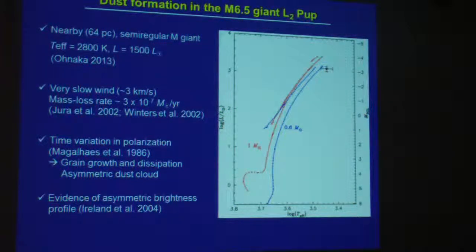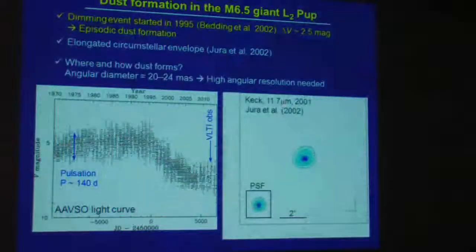And probably the first evidence of dust clouds around this star was presented by Magalhaes et al. in 1986. They interpreted the time variation in polarization as due to rapid growth and dispersion in an asymmetrical dust cloud. And Jura et al. also found evidence of an asymmetric brightness profile. Moreover, this object started a dimming event in 1995.